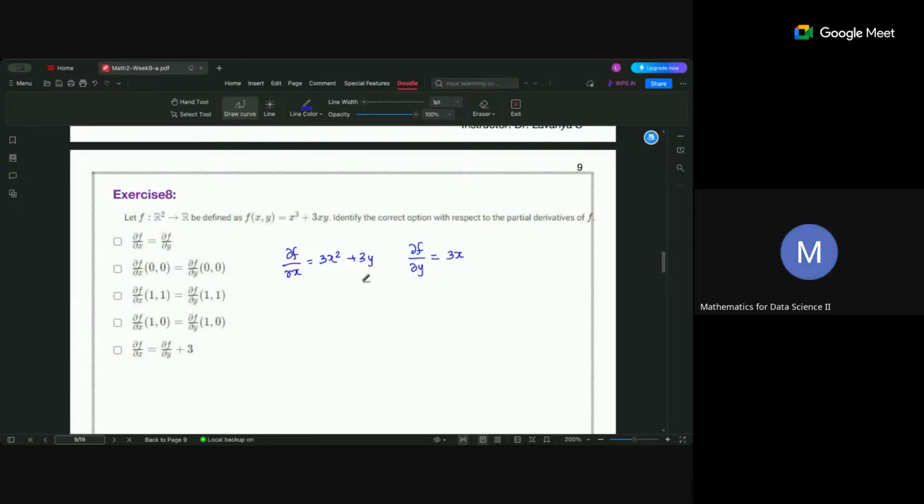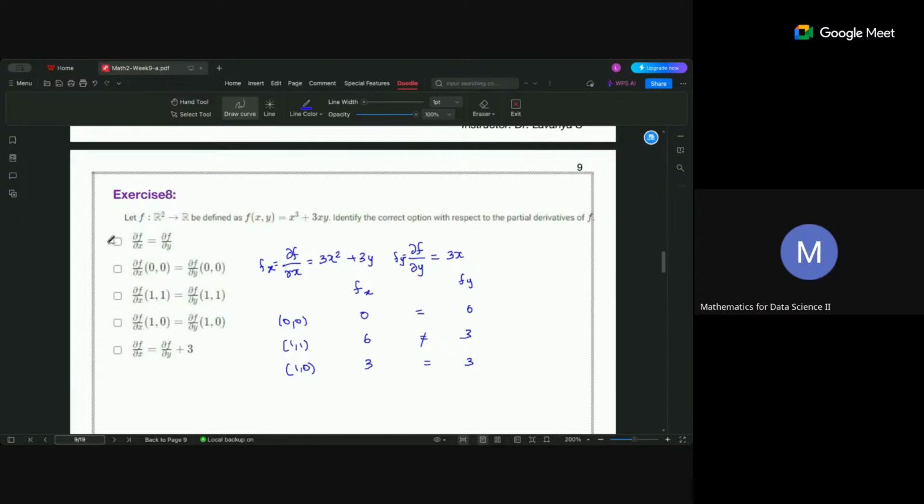So the short form here is fx, fy. What is the value of fx and fy for (0, 0)? Both are 0. For (1, 1), 6 and 3. So these two are not equal. And for (1, 0), 3 and 3. They are equal, right?